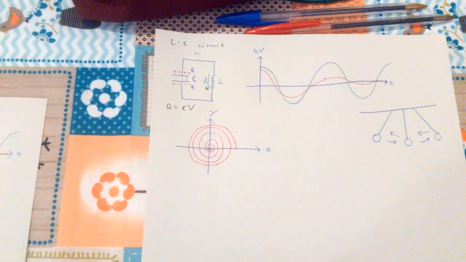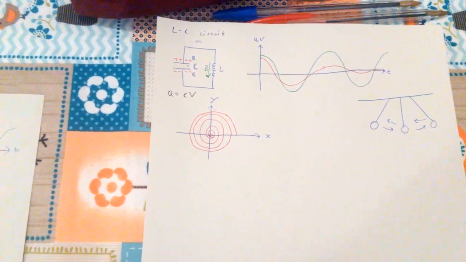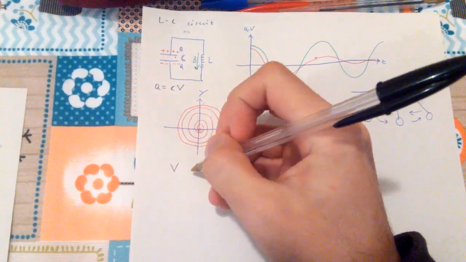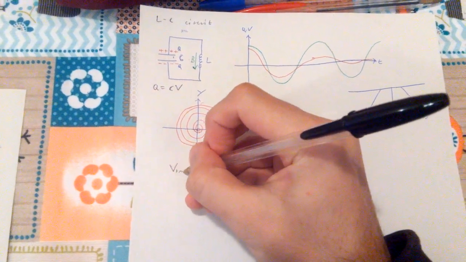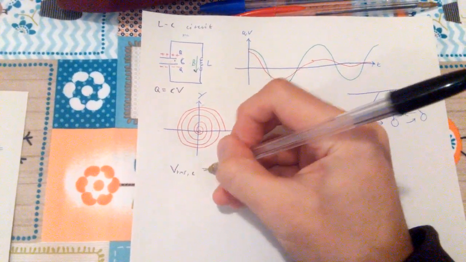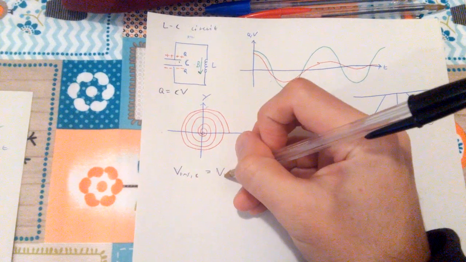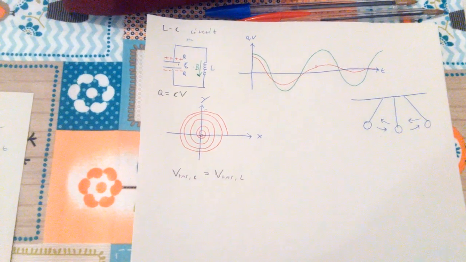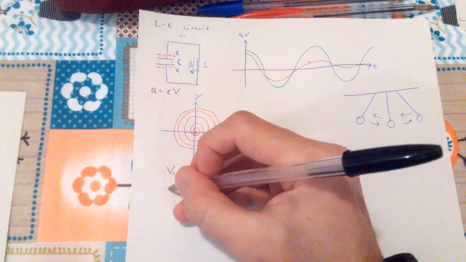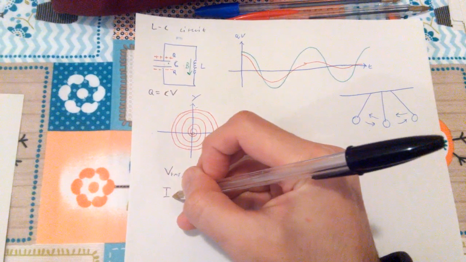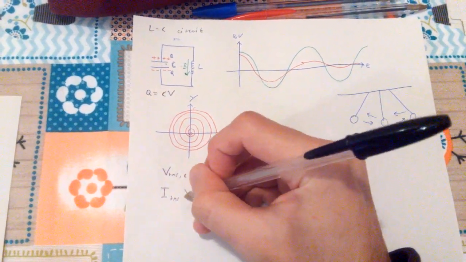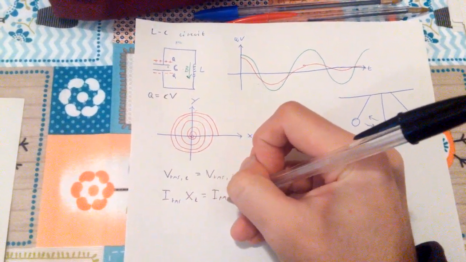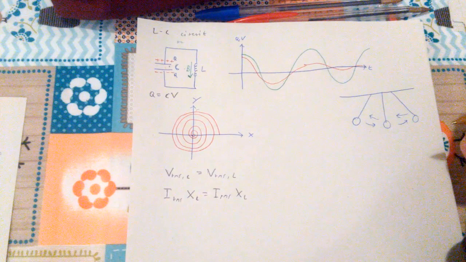Now, let's write a few relationships, shall we? Now, the relationship will be that Vrms of the capacitor will be equal to Vrms of the inductor. But then I can also say that the Irms times the impedance of the capacitor will be equal to the Irms times the impedance of the inductor.